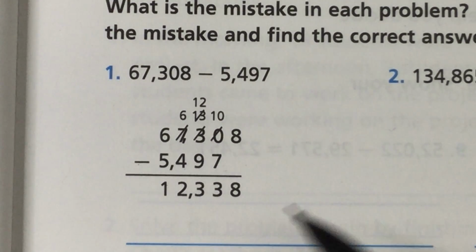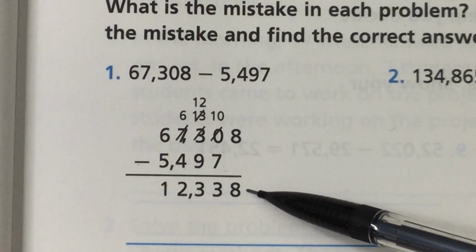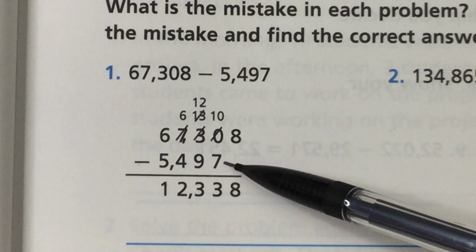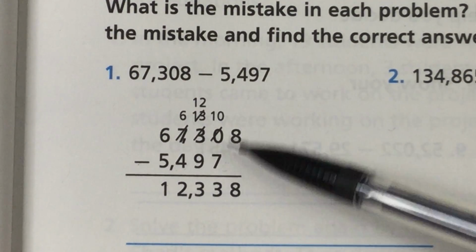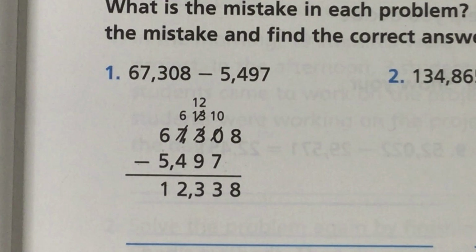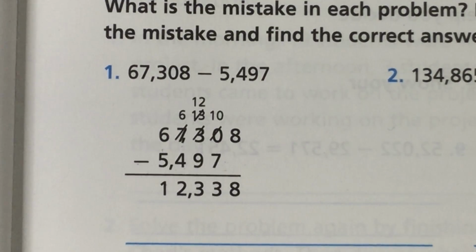If somebody would add to check, like we looked at in the last lesson, 12,338 plus 5,497 is not going to equal 67,308. You can check for me if you'd like, but it's going to be way less than that.